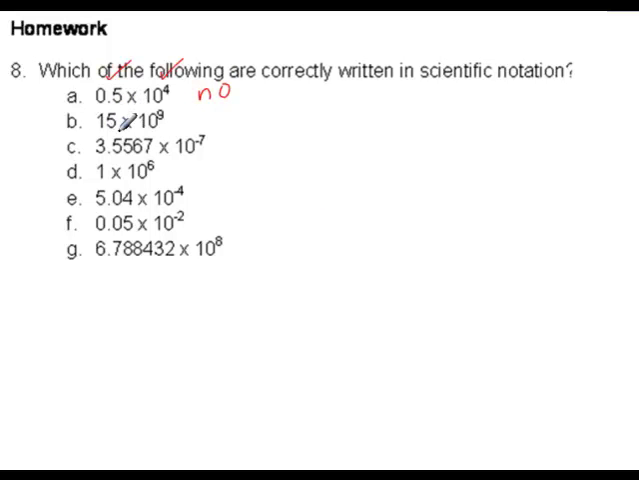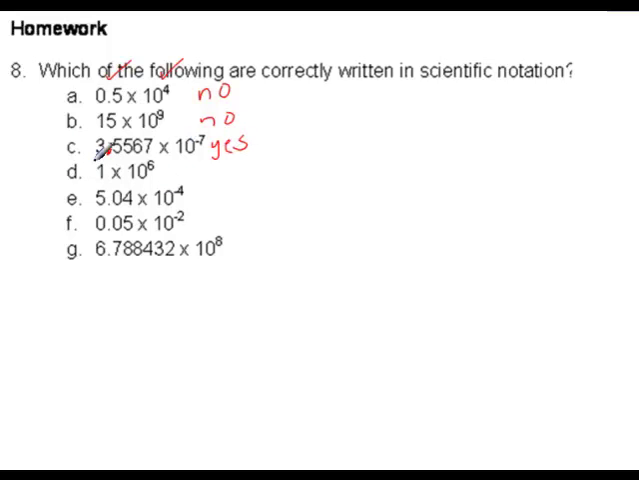Is this number between 1 and 10? No. Is this number written between 1 and 10? 3.5? Yeah. If the decimal is after the very first digit, it will be, because it'll be 1 point something, 2 point something, 3 point something, up to 9 point something. Is this a power of 10 right here? Yes. So this is scientific notation.